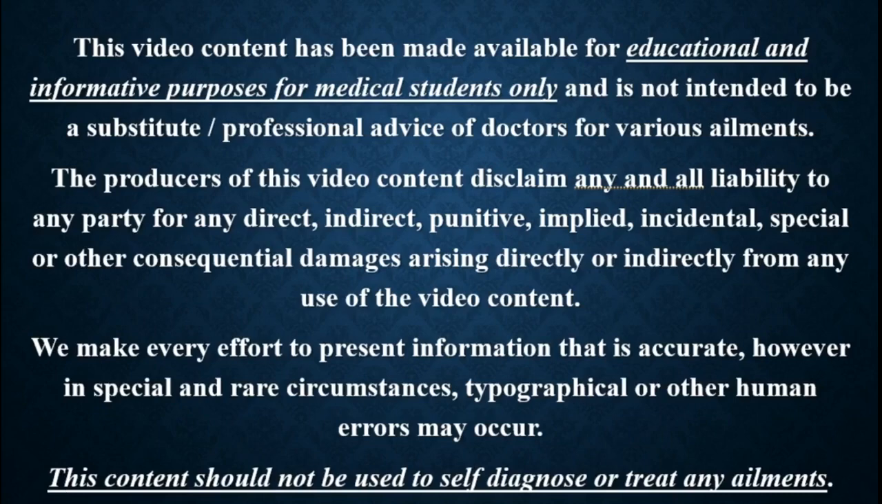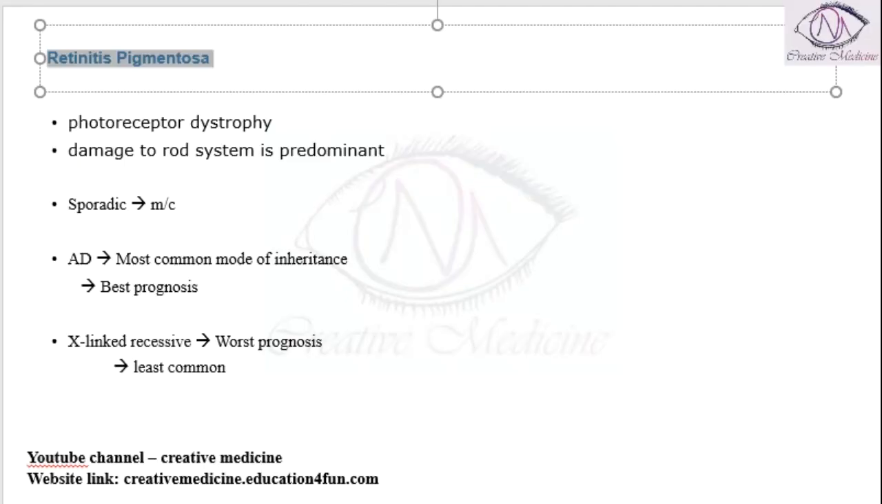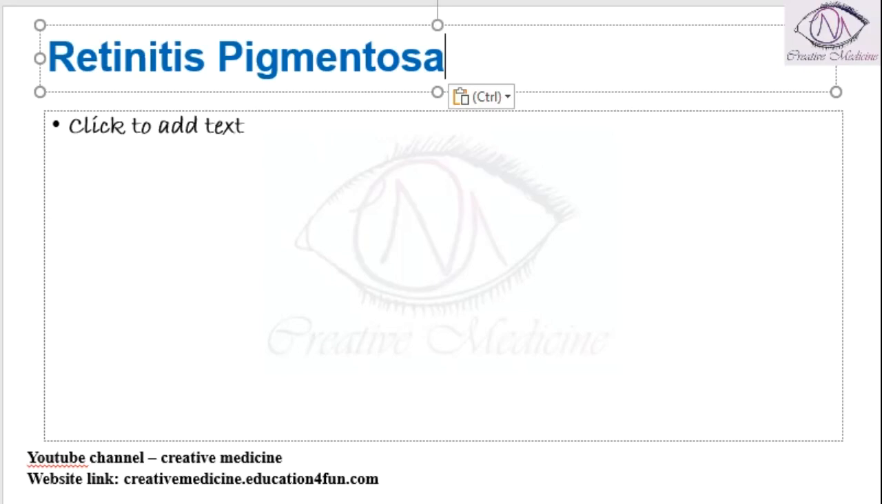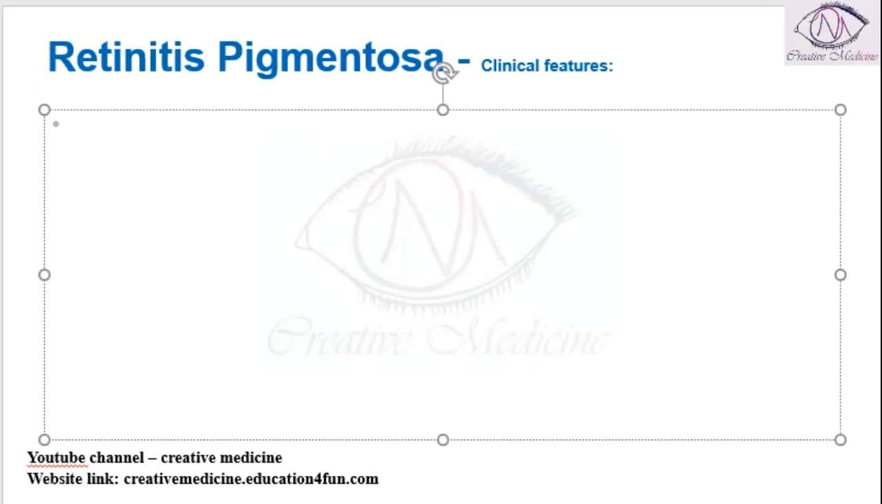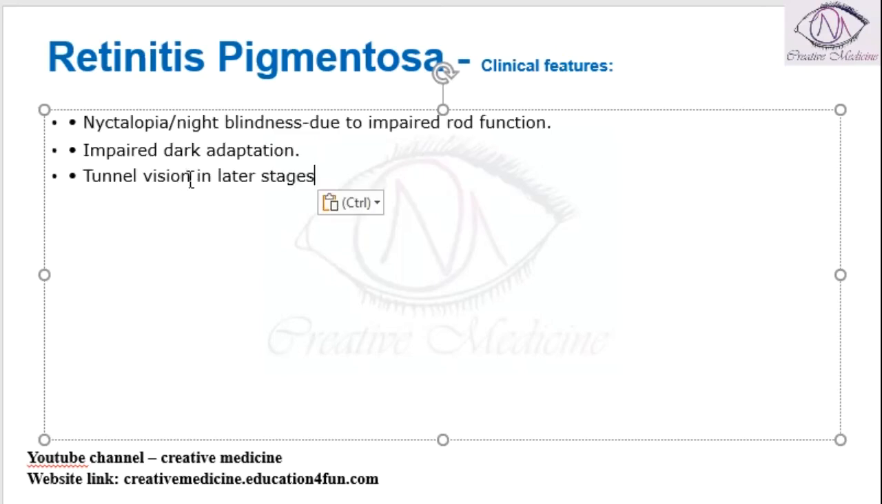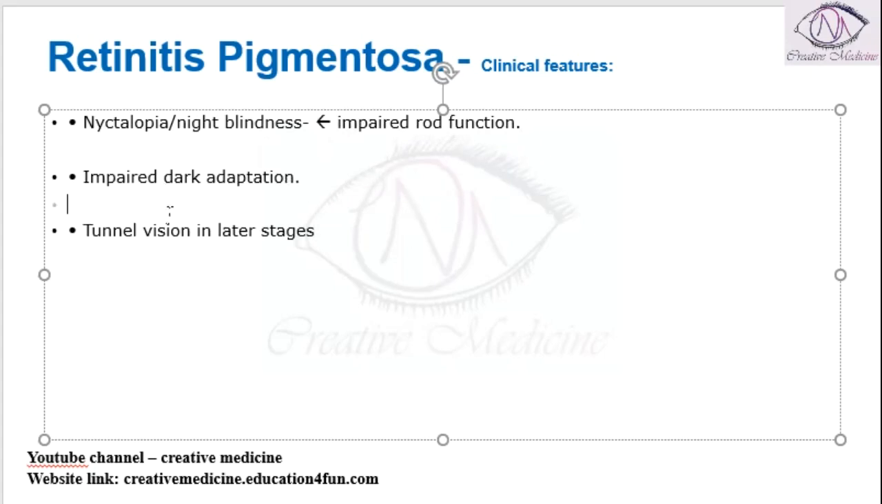In this lecture, we will learn about retinitis pigmentosa, clinical features of retinitis pigmentosa. A patient with retinitis pigmentosa will present with nyctalopia or night blindness. Rods are important in night vision. So here there is degeneration of rods happening, and as a result the patient will present with night blindness or nyctalopia. Impaired dark adaptation time is seen.